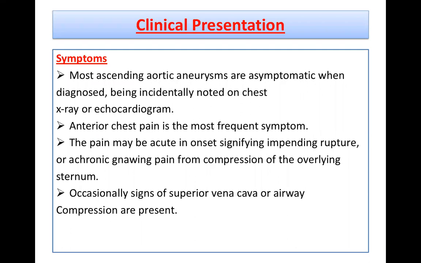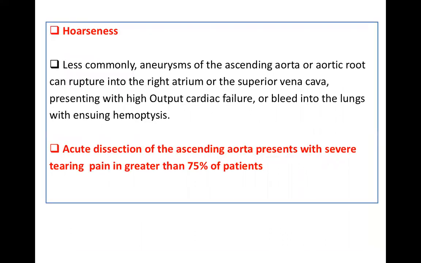Occasionally signs of SVC or airway compression may be present. Hoarseness due to stretch of the left recurrent laryngeal nerve occurs mostly when the aneurysm is involving the descending rather than the ascending aorta. Less commonly, the aneurysm of the ascending aorta or aortic root can rupture into the right atrium or SVC, presenting with high output cardiac failure, or bleeding into the lung and eventually hemoptysis.